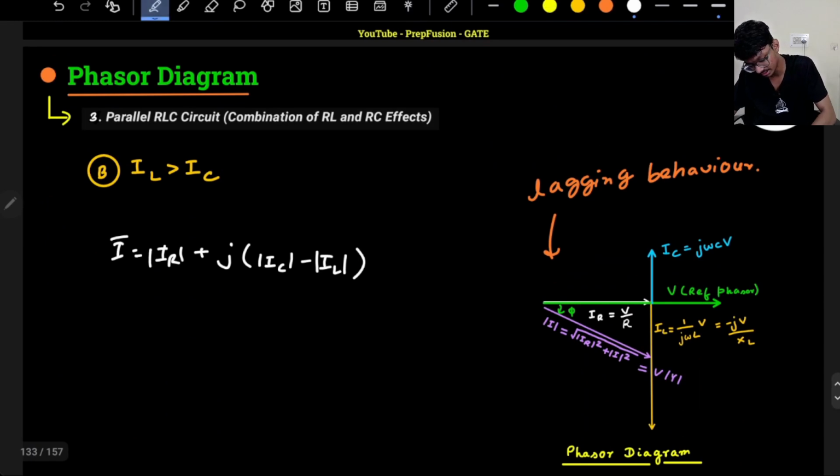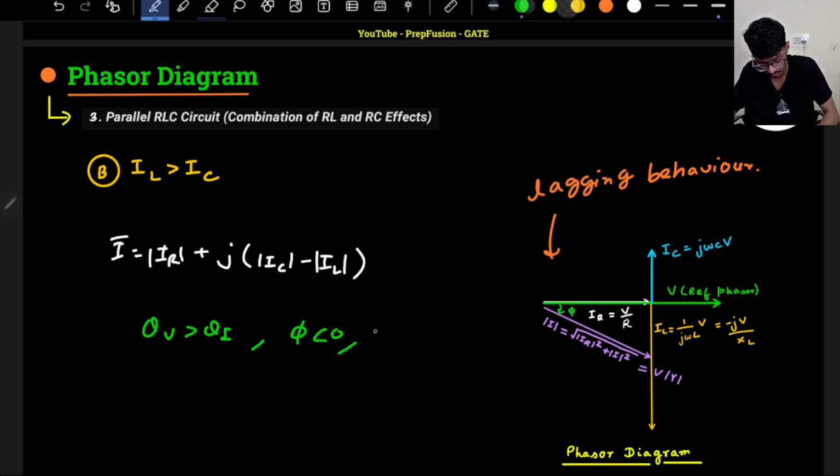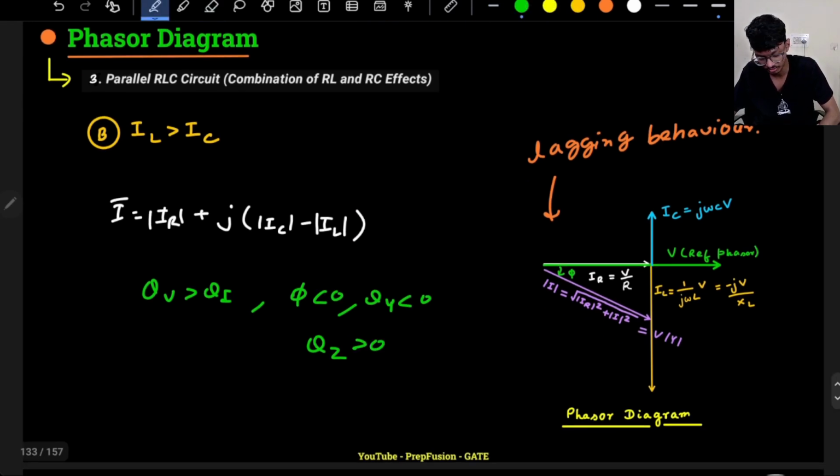So here, theta V will be greater than theta I. That means my power factor angle will be negative, which means it will be lagging. My theta Y will also be negative. My theta Z will be positive. Why? Because it is V by I, and the voltage angle is more, so that's why it will be positive.